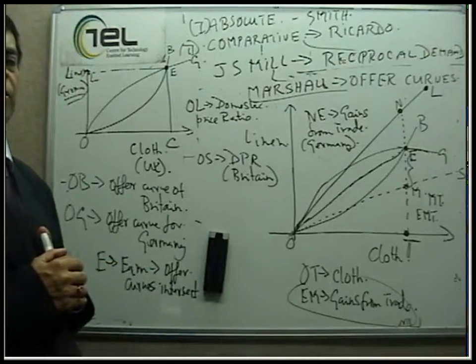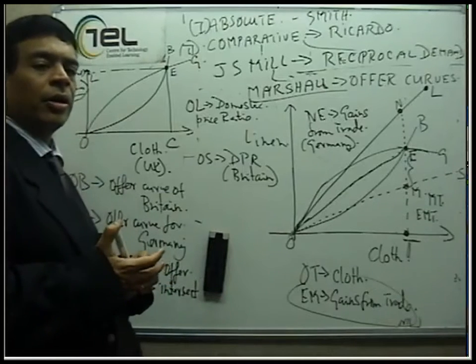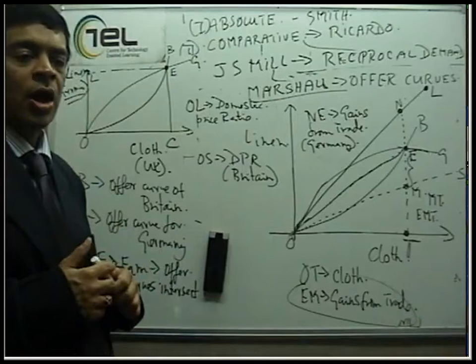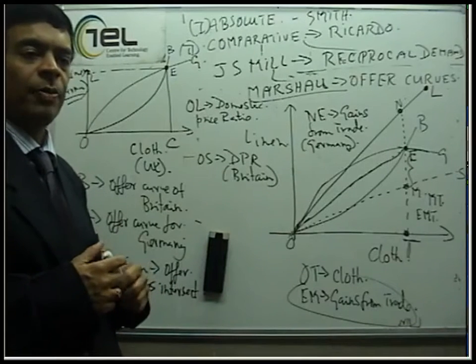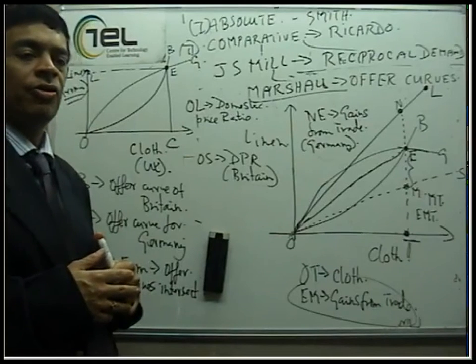And we will now move on to the next and the last theory that I want to discuss here. It is called the Heckscher-Ohlin model of international trade. I repeat, it is the Heckscher-Ohlin model of international trade. Thank you very much.